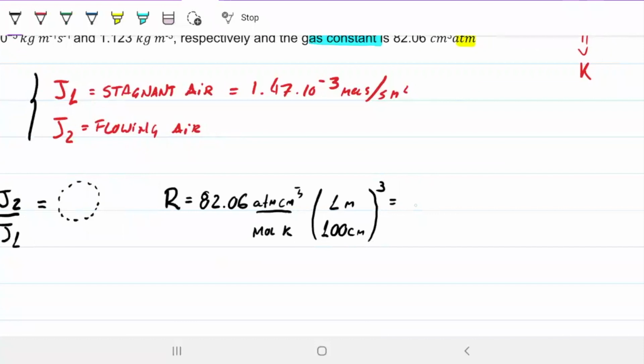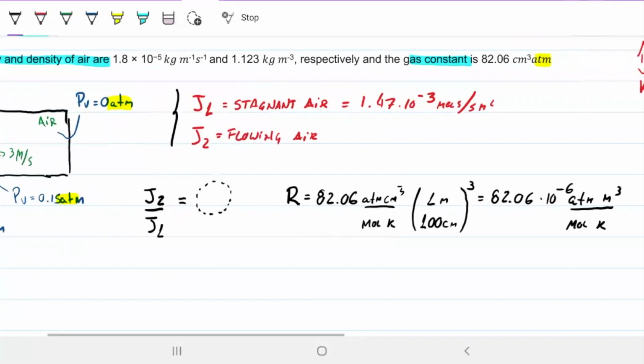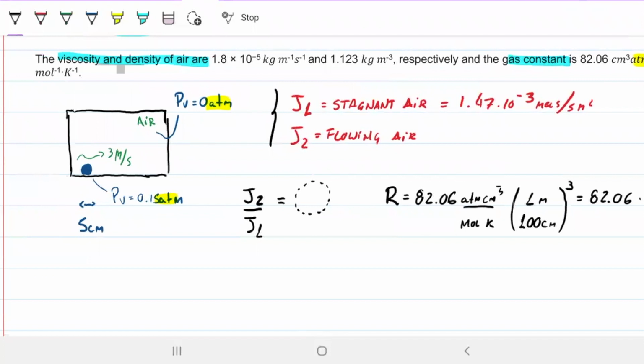So I'll eliminate the centimeters and do it to the meters. So that will be 82 times 10 to the minus 6 atmospheres meters cubed divided by moles Kelvin. Great, brilliant. All right, so what do we need to do? We need to find J2. If I can find J2, we can solve this problem.